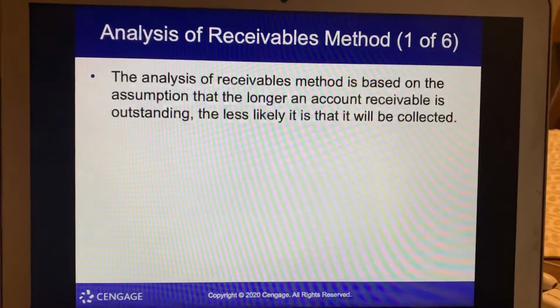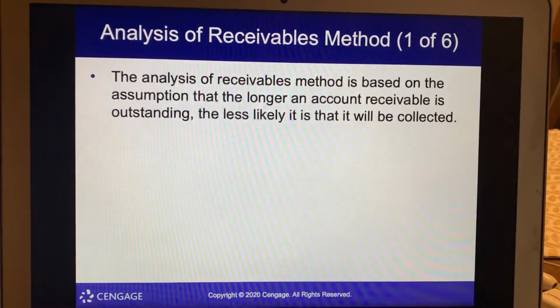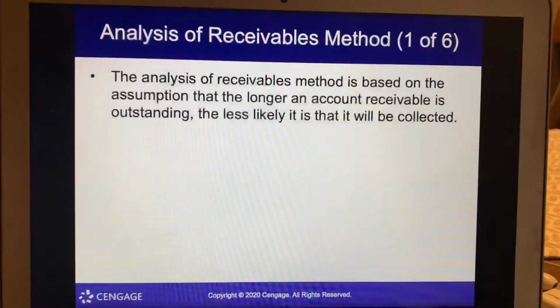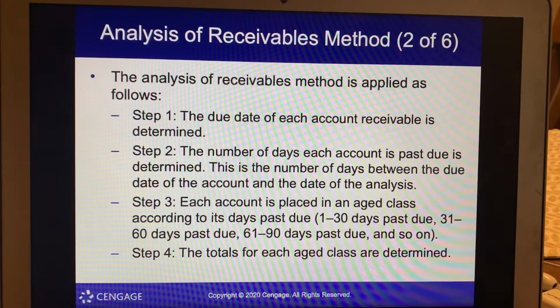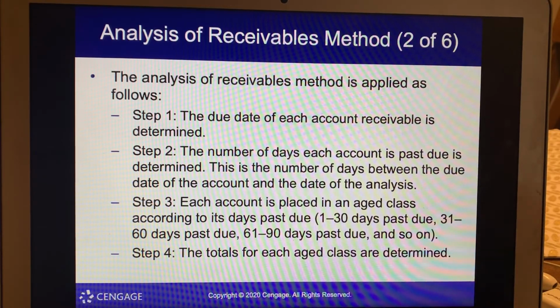The analysis of receivables method is based on the assumption that the longer an account receivable is outstanding, the less likely it will be collected. So here's what it looks like. Step 1, the due date of each account receivable is determined. Step 2, the number of days each account is past due is determined. This is the number of days between the due date of the account and the date of analysis. Step 3, each account is placed in an age class according to its days past due.